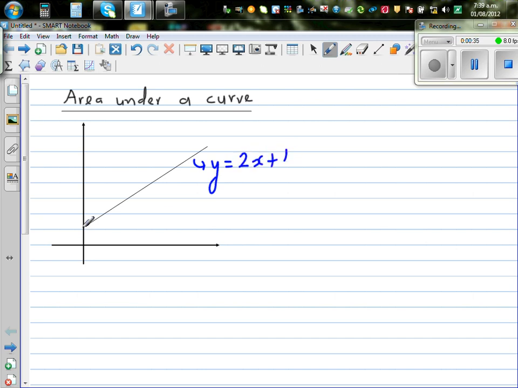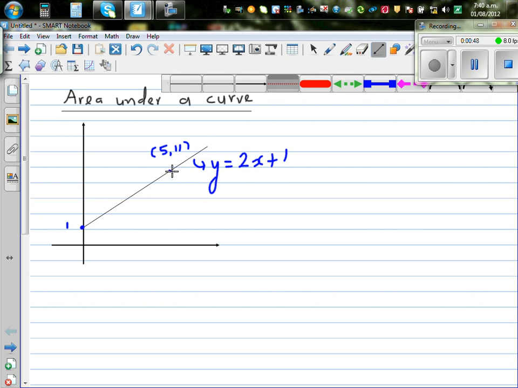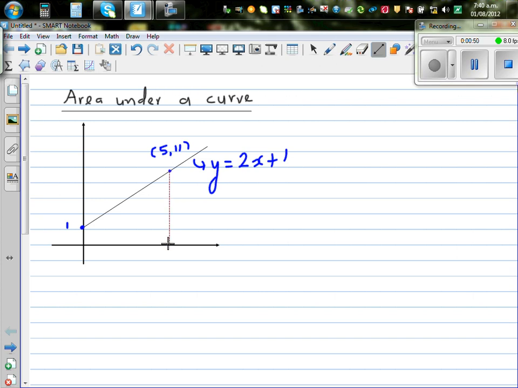Okay, so this is your line, straight line, y is equal to 2x plus 1. So this point is obviously the y-intercept, which is 1. And let me take a point here, 5 comma 11. So when x is 5, y is 11. And we want to find the area under this curve. That means we want to find this area. So let me shade this. We want to find this area, which is the area of a trapezium. You may know or may not know the area of a trapezium. So this is 5 and this is say 11.